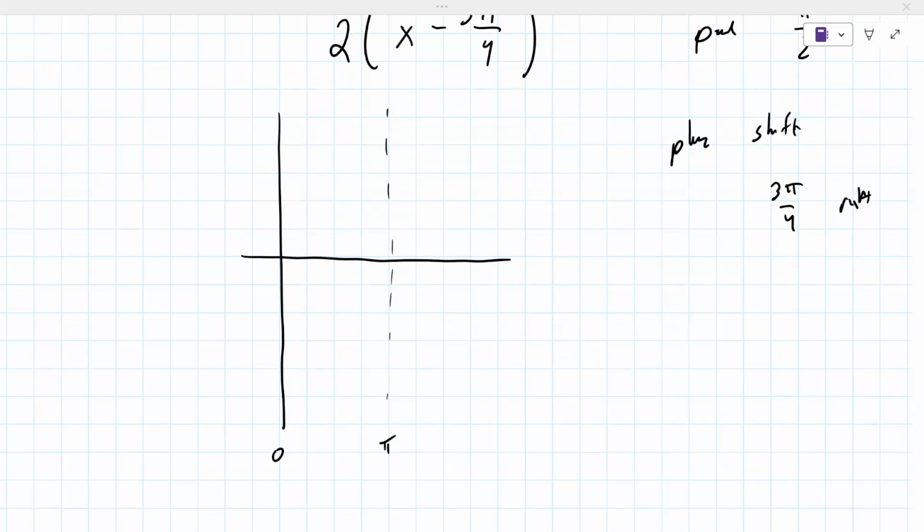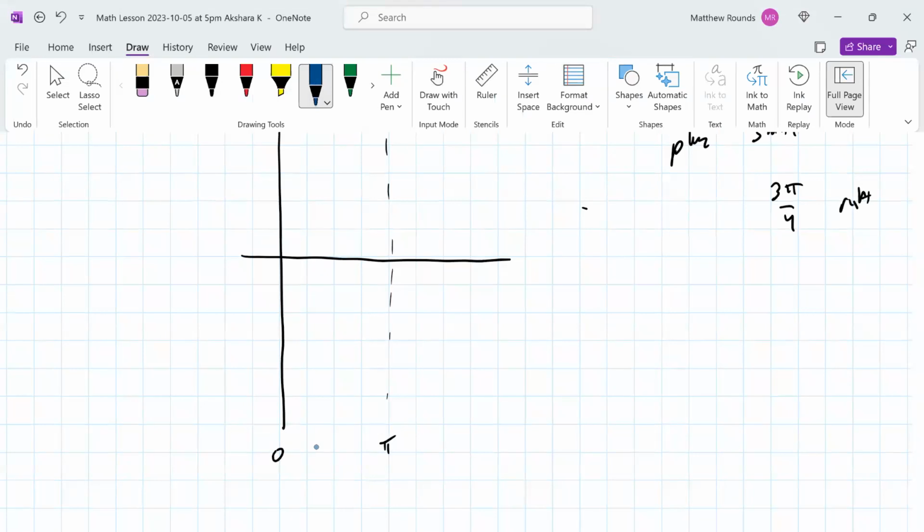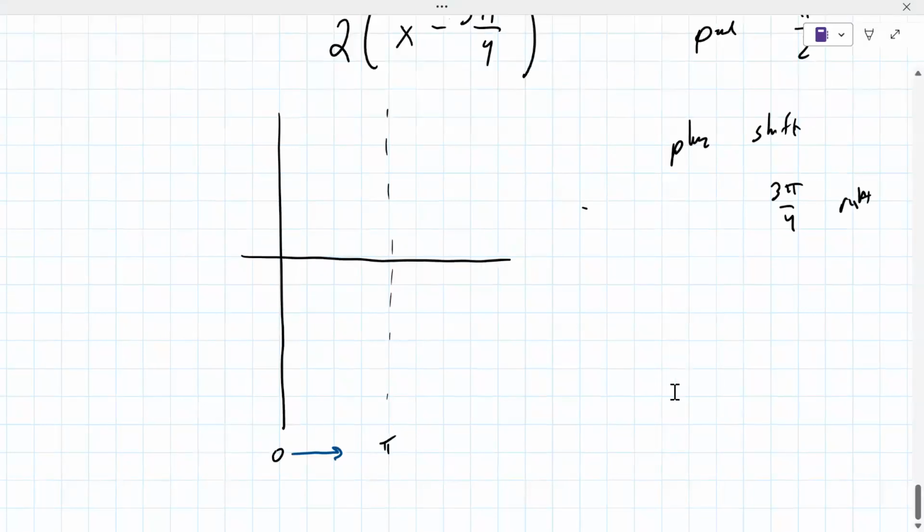Oh, all right. No, I'm trying to graph this because I never do these by hand ever. Pi over 2. Sorry, I'm wrong. You always do the phase shift first and then add in the period. So this 0 moves to 3 pi over 4.